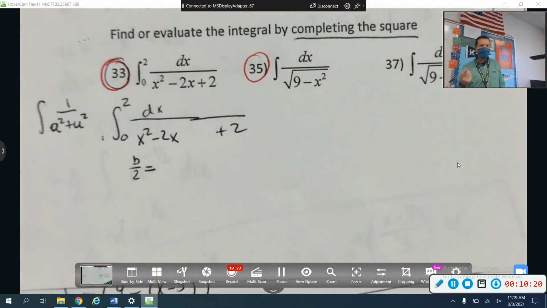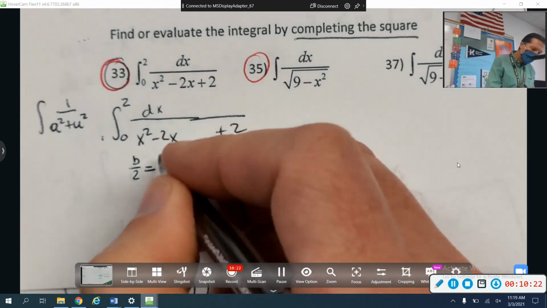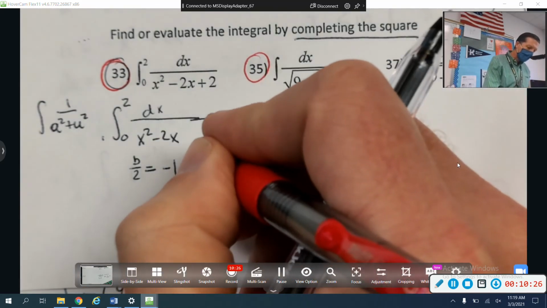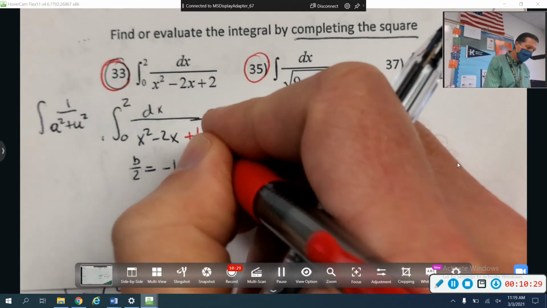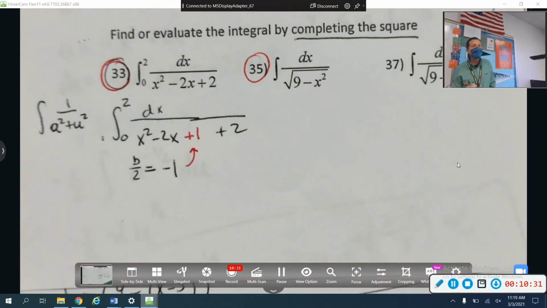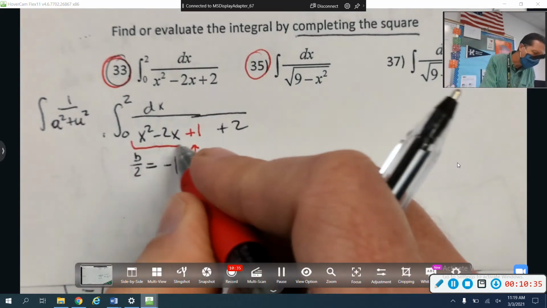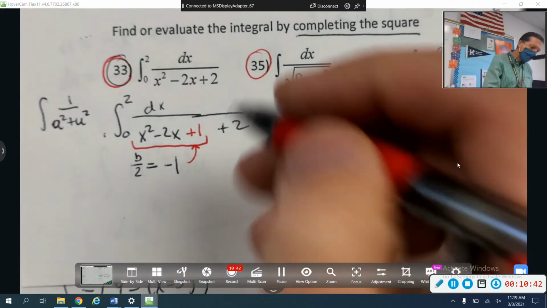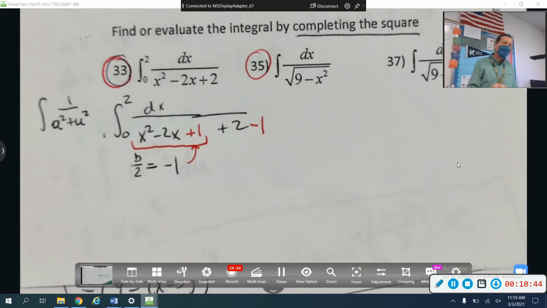Although they're not really both sides, so I have to figure that out. B over 2 is negative 1. So if I square that, I get positive 1. So I can add it right there. That makes that a perfect square here. But I can't just go adding 1. That's not allowed. So I can sort of counter that by subtracting 1 later in the denominator. So rather than add 1 to both sides, because there's not both sides, I add 1 and subtract 1.